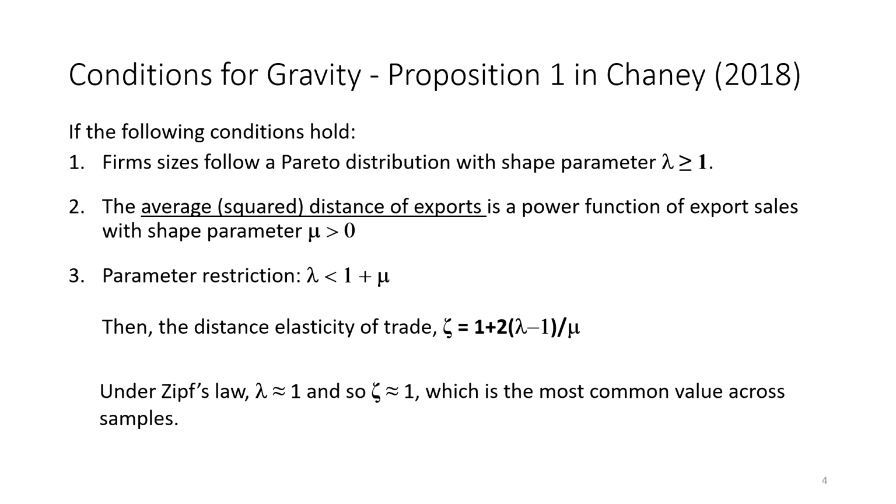So the most common value for the distance elasticity, as I said, is 1. So under Zipf's law, where the shape parameter of the firm size distribution is close to 1, you will obtain the distance elasticity of 1. This is the most common value across samples. However, if there are deviations from that, I will show you that probably that provides some issues.